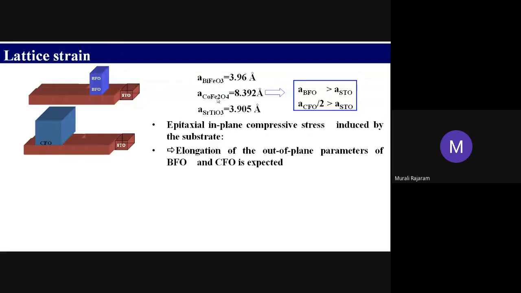Similarly, if you take cobalt ferrite, whose lattice parameter is 8.3, and if you take 2 cells of strontium titanate, still 8.3 is larger. So in cobalt ferrite also, you will have the in-plane compression if it grows alone on strontium titanate, and out of plane expansion, elongation. So this is what is expected.